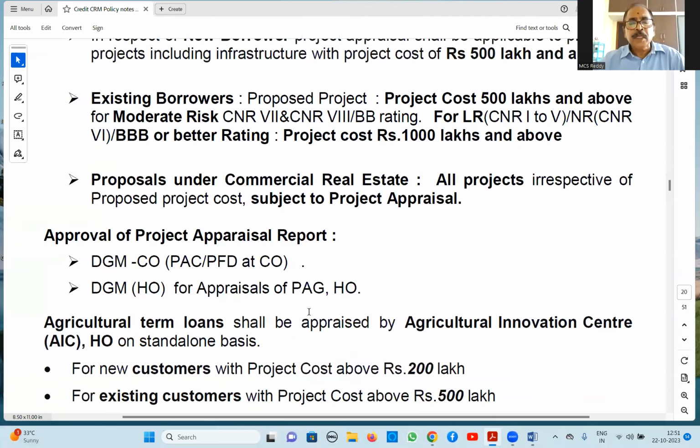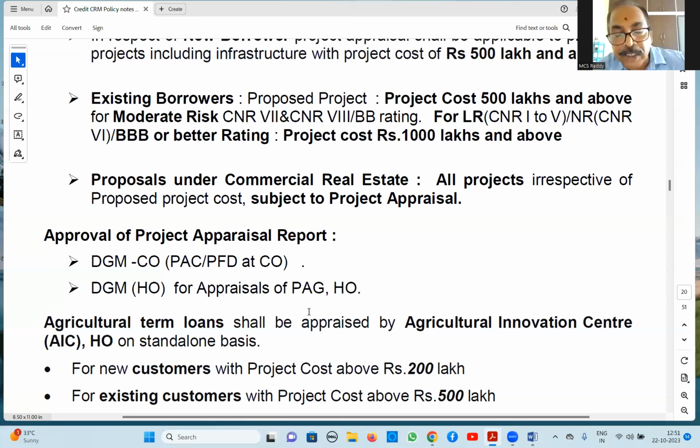Next, commercial real estate. Earlier we have seen that for CRE, all projects irrespective of project cost are subjected to project appraisal. But one exclusion is CRE RH, which I told you: up to 5 crores CRE RH is exempted. Otherwise, all CRE projects. Who will do the approval of project appraisal? DGM CO, in case of PSC or PFD, at the circle office level, DGM CO.